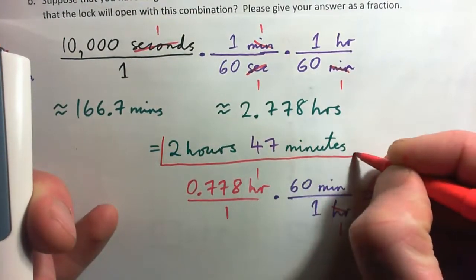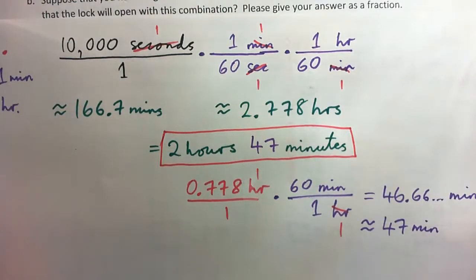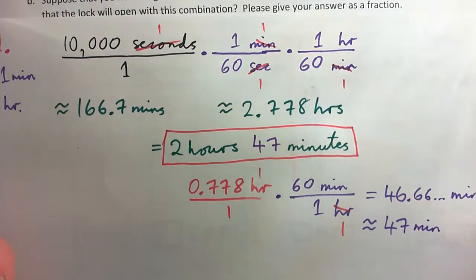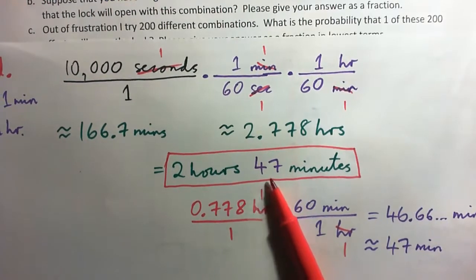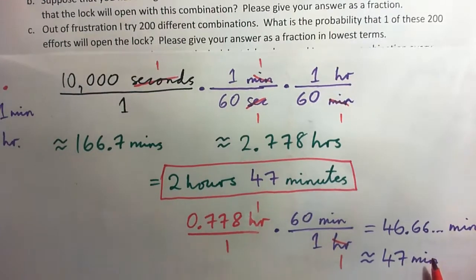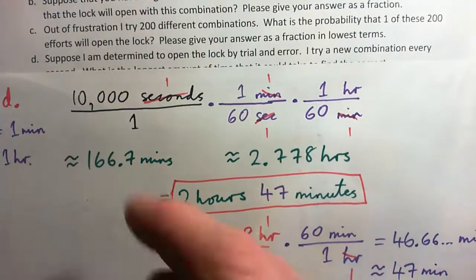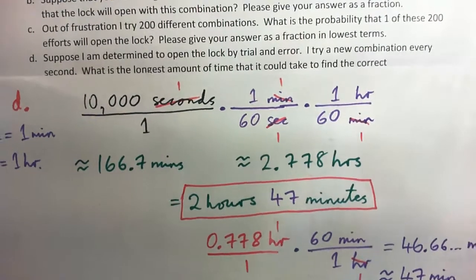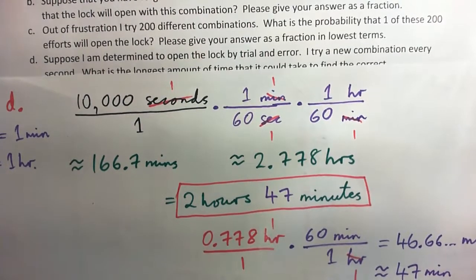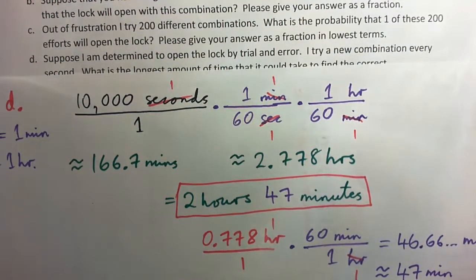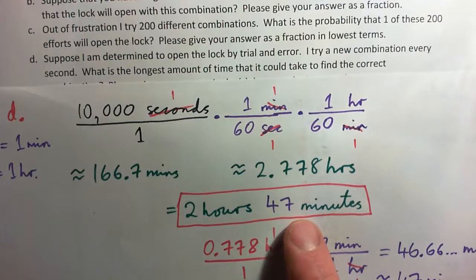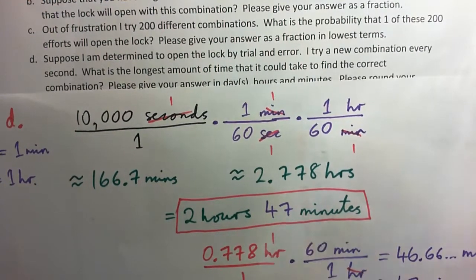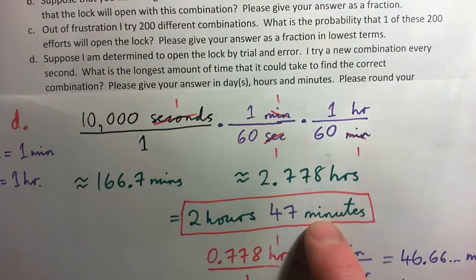So if I've got a four wheel combination lock and I can change a wheel once every second and test it, see if it opens, it would take me at most 2 hours 47 minutes to get the answer. But the thing of it is, you could well come across the answer. In fact, I would totally expect that you would come across the answer before you have attempted all 10,000 possibilities on your combination lock, right? So you're more likely to expect to take about half that time, maybe an hour, 23 minutes or something like that. Okay, I mean, you'd be very unlucky if you didn't get the answer until your very last attempt, 9999 or something like that, right? So this is the longest amount of time it could take to find the correct combination.